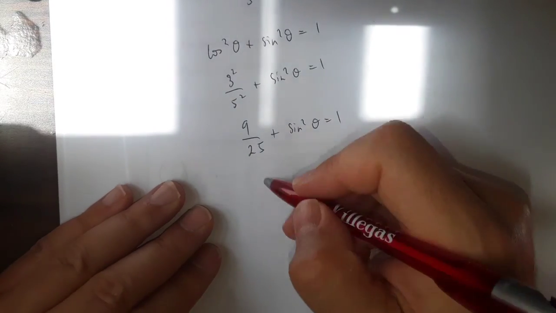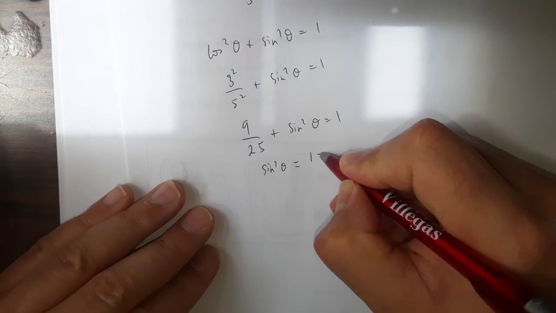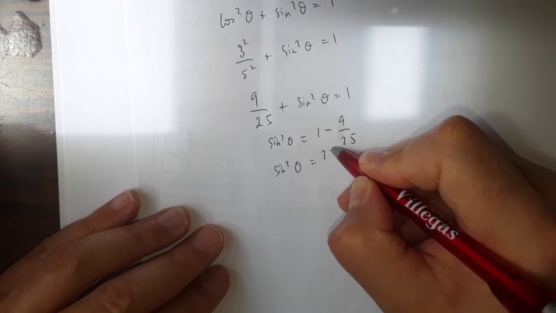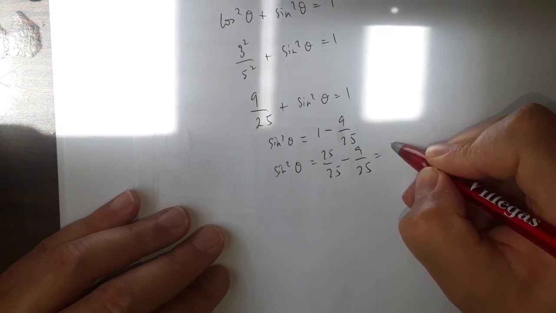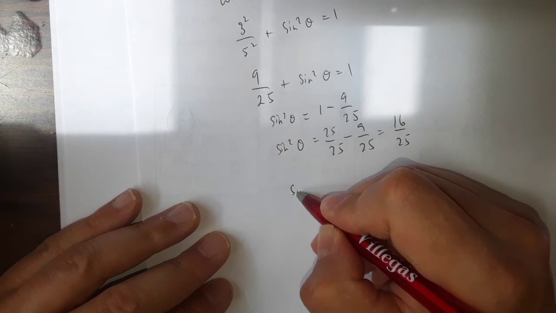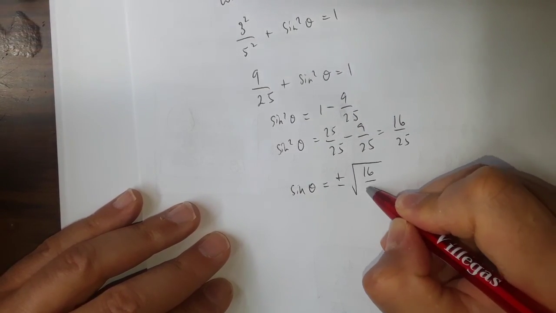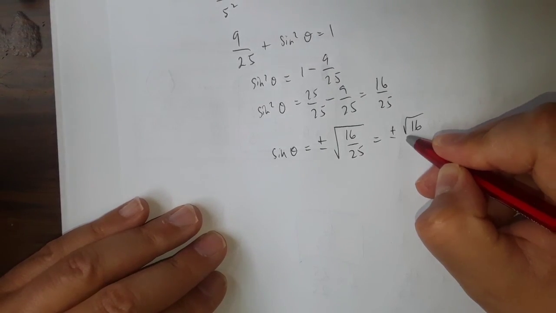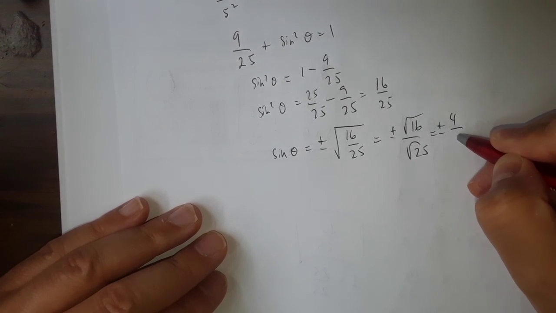I'm doing the same thing as I did before, that's why I'm rushing. So sine squared of theta is 1 minus 9/25, which is 25/25 minus 9/25, which is 16/25. Then when I take the square root of both sides, sine of theta equals plus or minus the square root of 16/25, which is plus or minus the square root of 16 over the square root of 25, which is plus or minus 4/5.